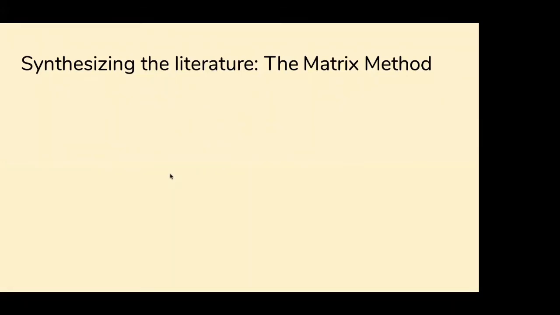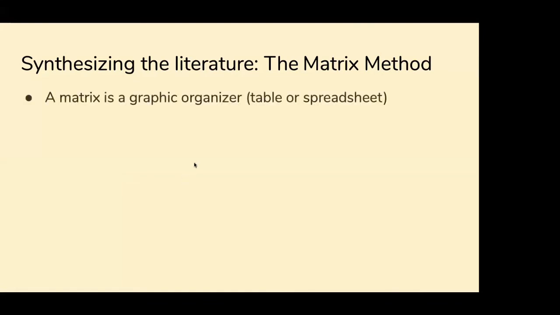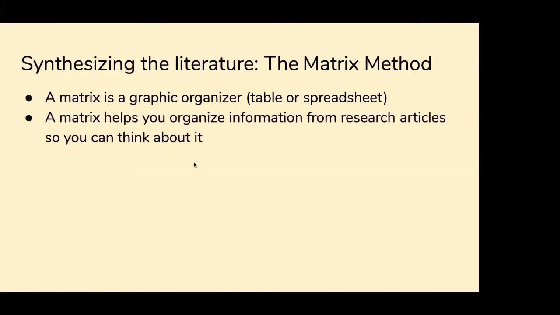So we're going to shift now to focus on synthesizing the literature. And I'm going to show you a type of graphic organizer called a matrix, which is based on Dr. Gerard's Health Sciences Lit Reviews Made Easy, the matrix method, but is really widely applicable in the sciences and social sciences. And I have another model for humanities, but I think this can be adapted for humanities as well. So I already said it's a graphic organizer. So you can use a table or a spreadsheet.